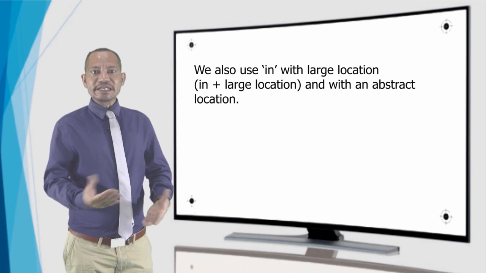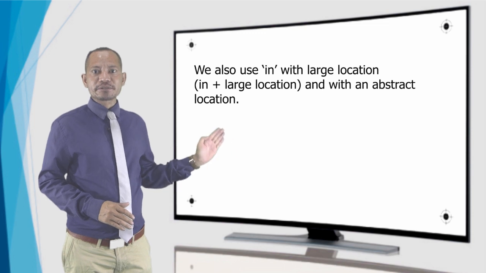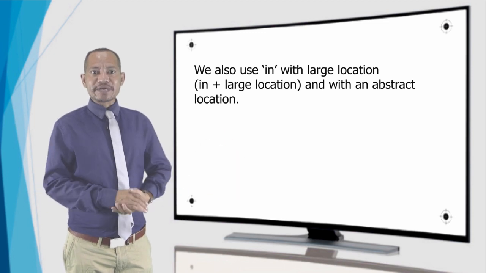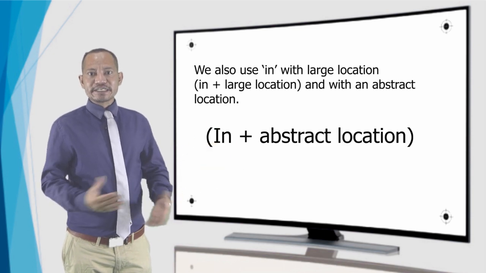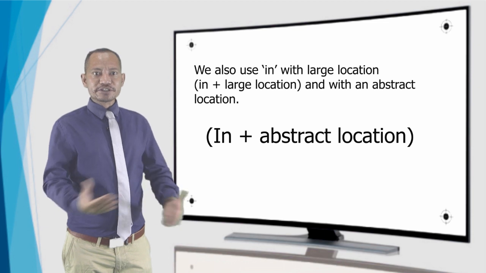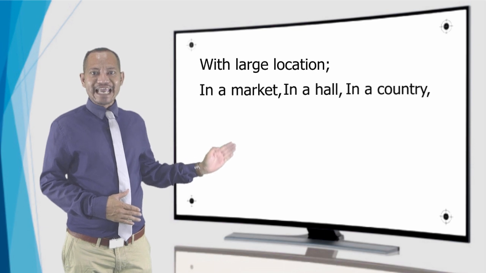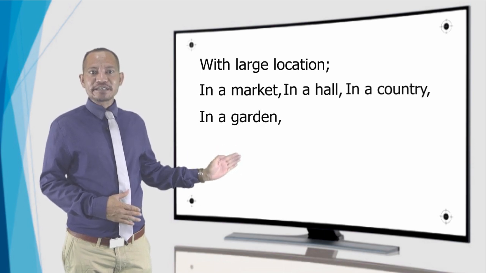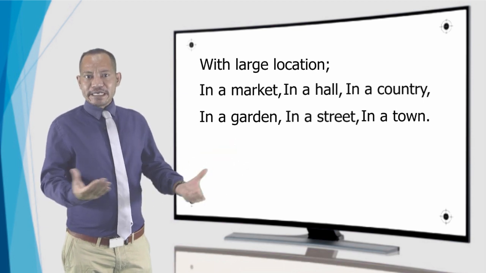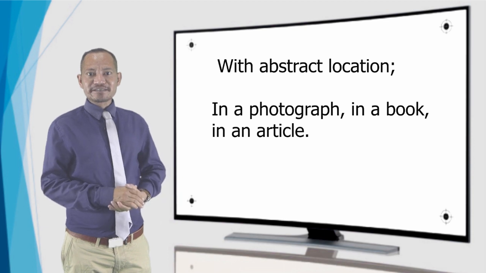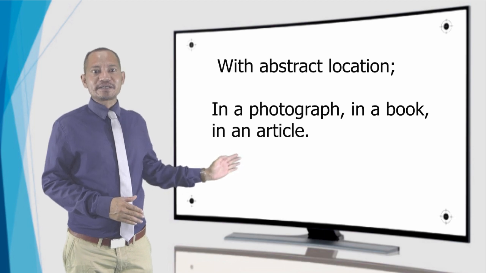We also use in with large locations. We'll do it this way: in plus large location. And with an abstract location, the same: in plus abstract location. For example, with large locations, we would say in a market, in a hall, in a country, in a garden, in a street, in a town, etc. And with abstract locations, they would be in a photograph, in a book, in an article, etc.